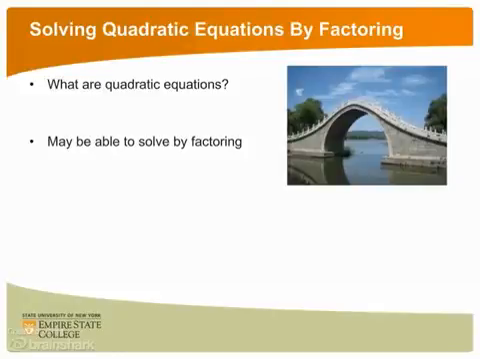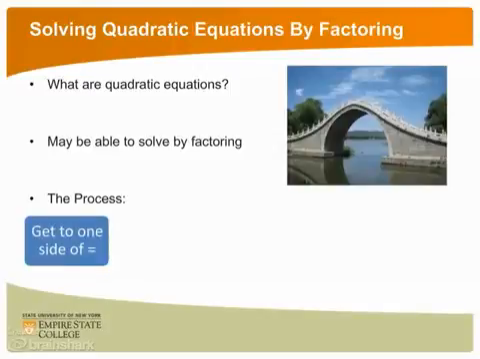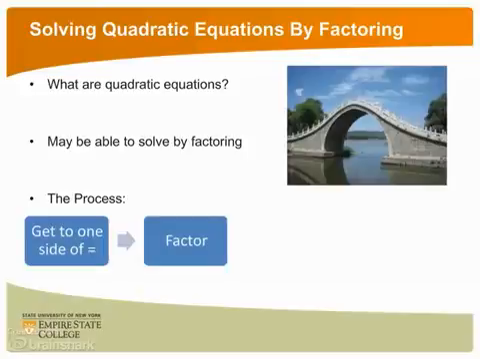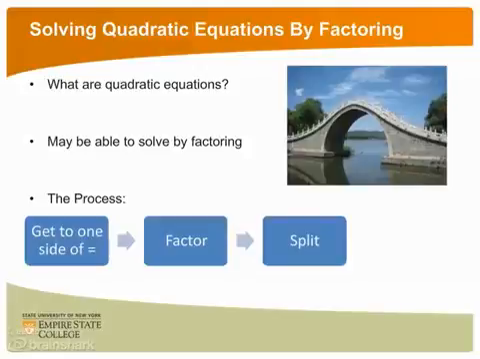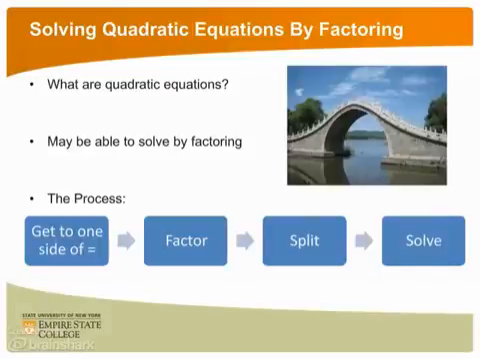But how exactly can we solve by factoring? First, we need to have all the terms on one side of the equal sign and a 0 on the other side. Then we factor the quadratic. Now we will have a product equal to 0. This implies that one of our factors is equal to 0 themselves. So we can split the equation into two separate, smaller equations. We solve those simpler equations. Let's look at some examples.